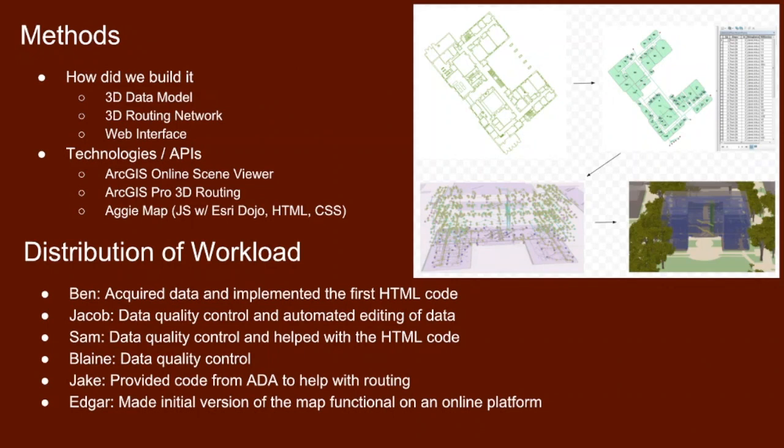The different methods that we used, like I said, we started off with CAD files. Once we had the CAD files, we geo-referenced them, made sure that they were accurate in the location on the Earth, and then we started to digitize each room individually, collecting as much information on the room as we could, and compiling an attribute table consisting of all of that information that we could get.